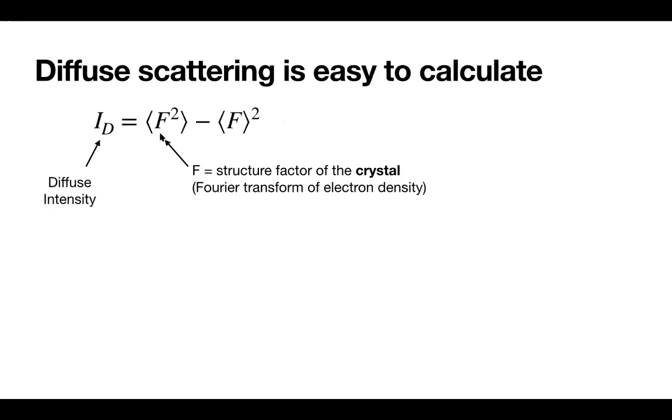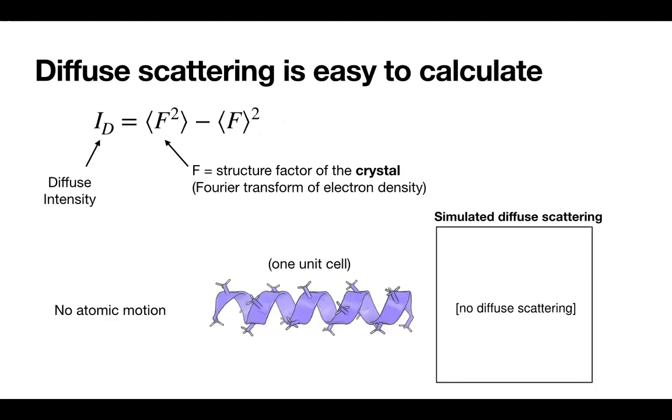So this F is not the structure factor of the unit cell, but the structure factor of the entire crystal. Structure factor is just the Fourier transform of electron density. That's kind of important, and sometimes it's overlooked. Okay, but here's what the equation says. Let's do some examples. Now, one thing to appreciate is that if there's no atomic motion, there's no diffuse scattering, because the average of the square is equal to the square of the average. This becomes 0. So with no atomic motion of this alpha helix, there's no diffuse scattering.